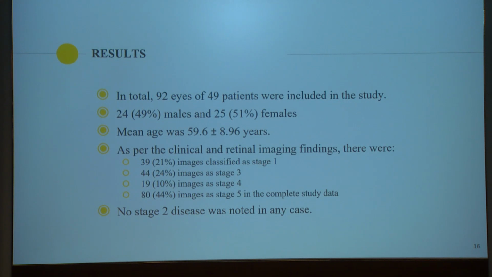Results: in total, 92 eyes of 49 patients were included in the study. 49% were male and 51% were female. Mean age was 59.6 plus minus 8. As per clinical and retinal imaging findings, there were 39 images of stage 1, 44 of stage 3, 19 of stage 4, and the maximum was stage 5. There was no stage 2 noted in any of the cases.